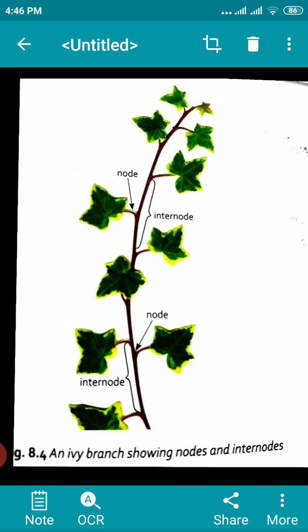Now, what are the functions of the stem? First of all, it bears leaves, flowers and fruits. In most plants, the stem holds the plant upright so that it helps the leaves to capture a lot of air and sunlight, so they can carry out photosynthesis easily.